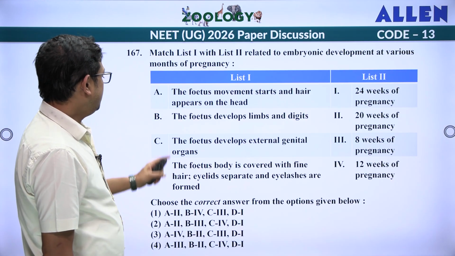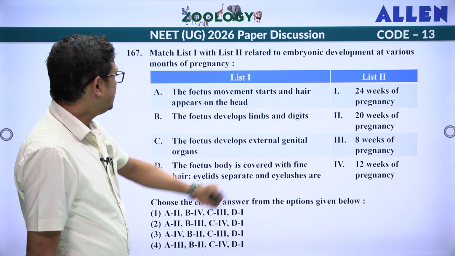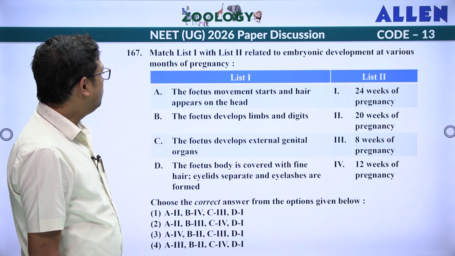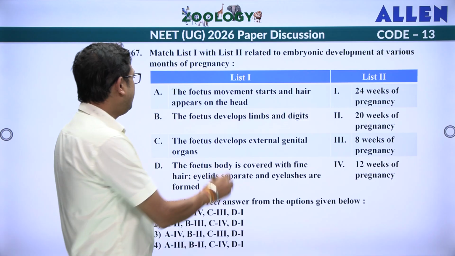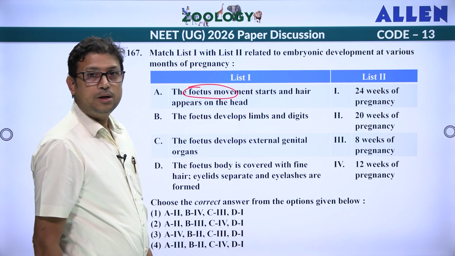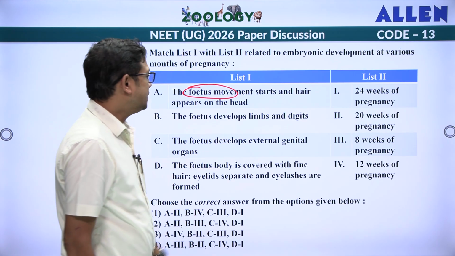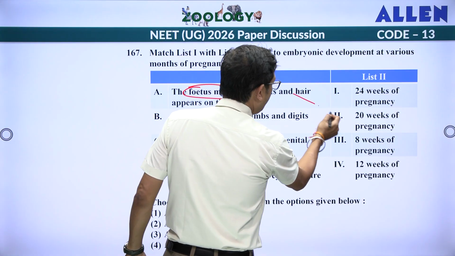match the list. Okay, this is the sequence of development of a human embryo and this is the timeline. The fetus movement starts and hair appears. Fetal movement is a very significant event which will occur in the 5th month, right? 5th month means 20 weeks, right? So A should be 2.